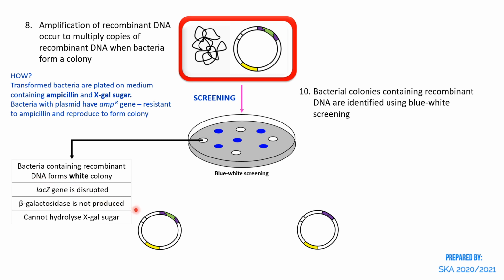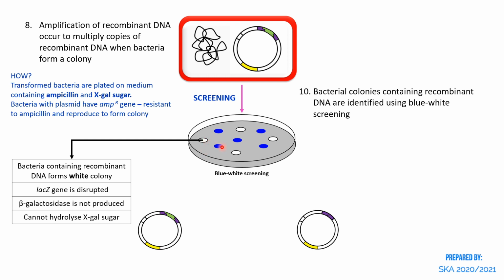Let us look at the structure of recombinant DNA. So this plasmid, which consists of the lacZ gene, is already disrupted by the DNA fragment of foreign DNA. So the lacZ gene is already disrupted, so it cannot function. And as a result, the beta-galactosidase cannot be synthesized or produced. When there is no beta-galactosidase, it cannot hydrolyze the X-gal within this medium. So the colonies will form white.